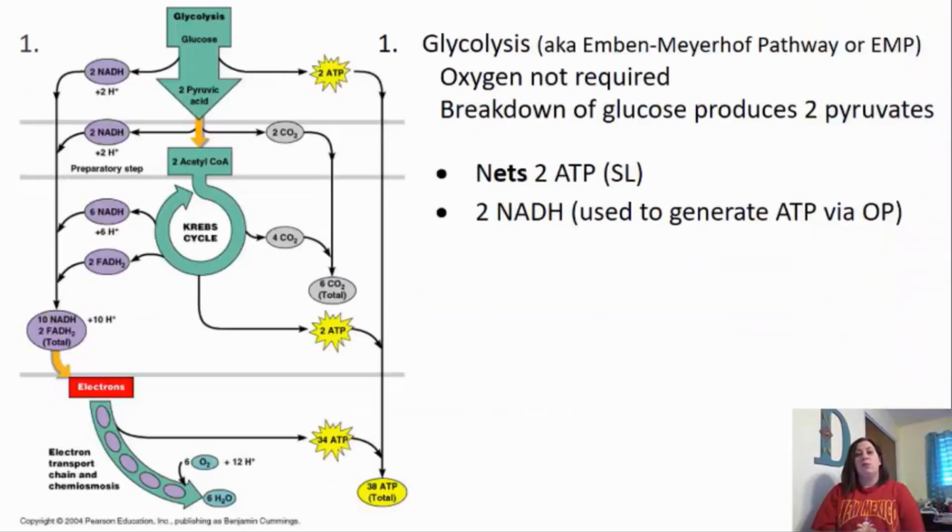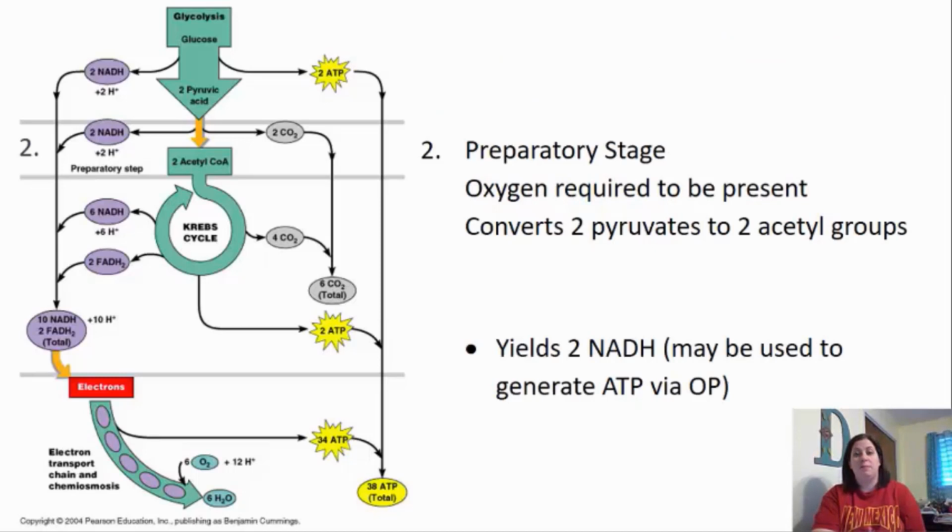Now, when we're looking at aerobic respiration, it's going to take all of those steps that we talked about earlier and put them all together. So we're going to see glycolysis take place. This is not going to require oxygen. This is the breakdown of glucose, and it's going to produce 2 pyruvates. We do see that it creates 2 ATP molecules through substrate level phosphorylation, and it also creates 2 NADHs. These NADHs are going to be reused to generate ATP via oxidative phosphorylation in the electron transport system.